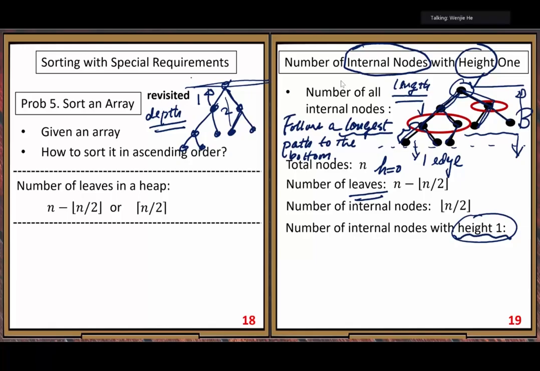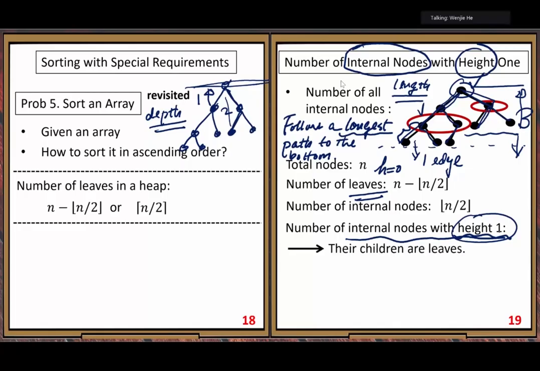So now we need to count the number of internal nodes with height 1. Now we have the experience counting the number of leaves. Now we just need to do some adaptation so we can get a similar inequality, upper bound and lower bound. Then we do the counting. Let me do it quickly.